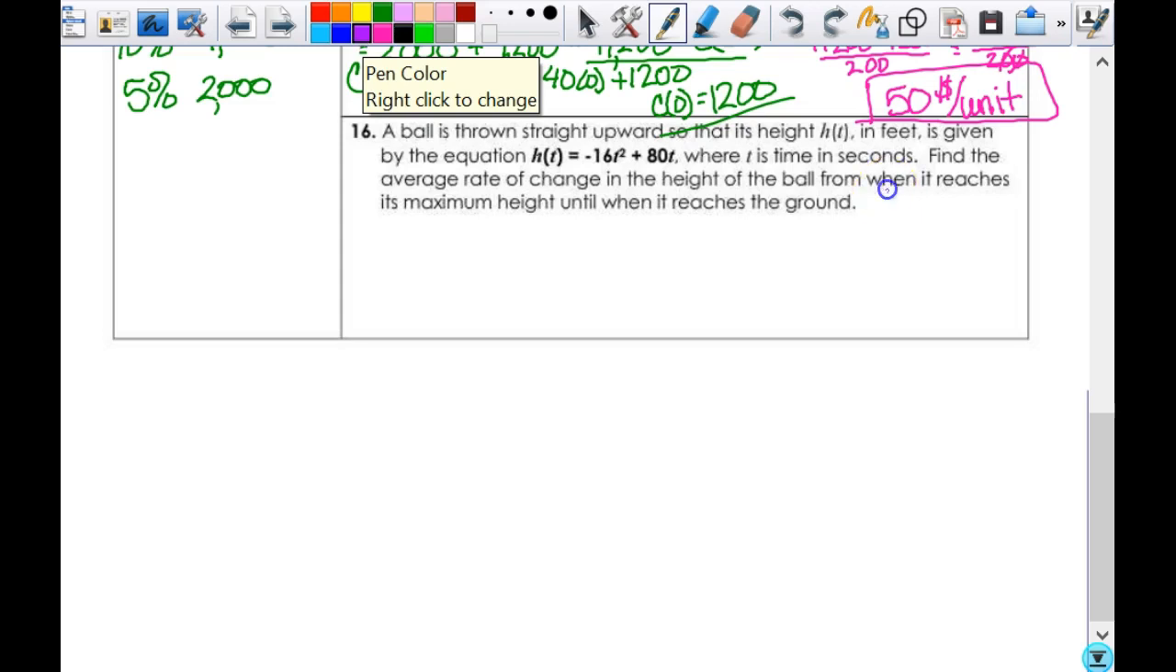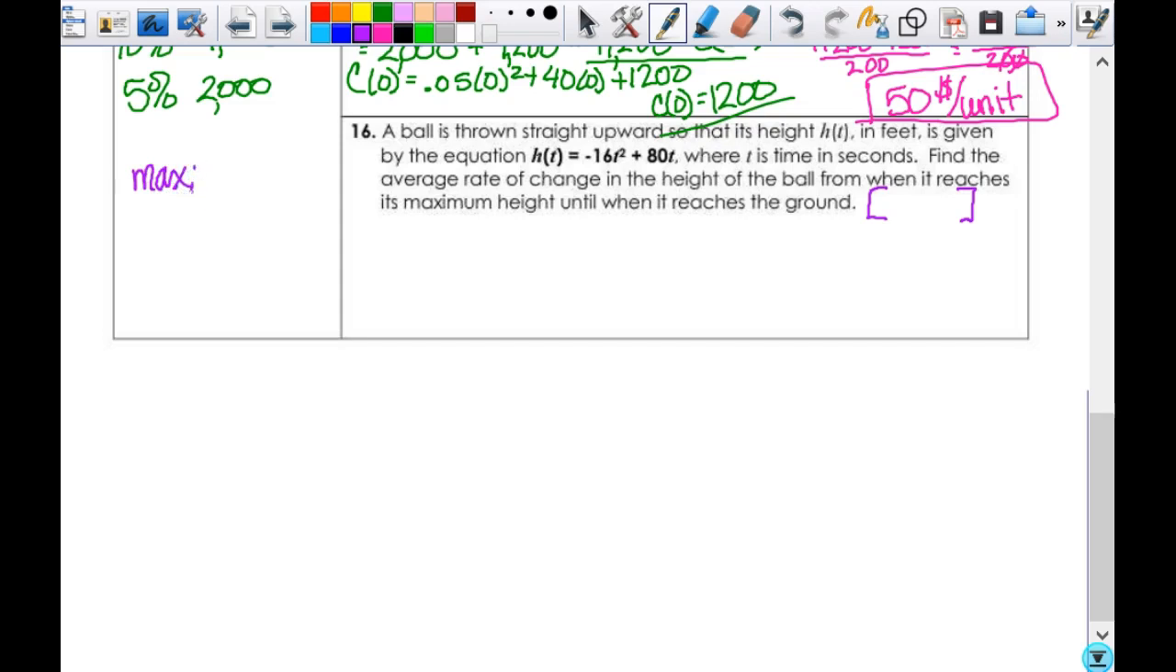So I have to come up with the interval. It's from when it reaches its maximum height. Do I know what that time is right now? No. To when it hits the ground. Do I know what that time is right now? No, and it's not 0 because that's where it starts, not where it hits. So I got to figure both of those things out. So how do I find the maximum height?